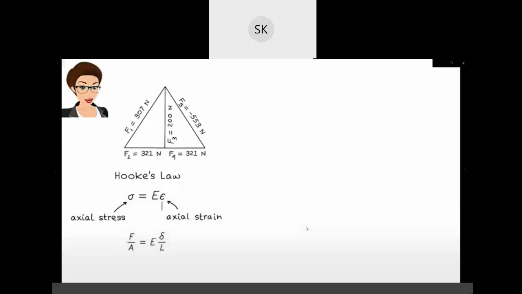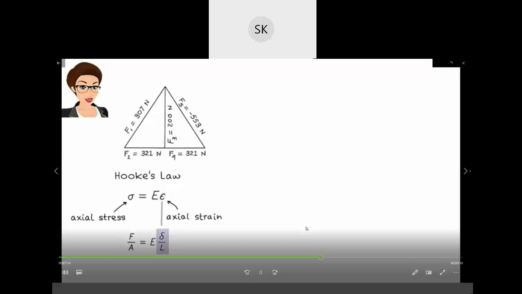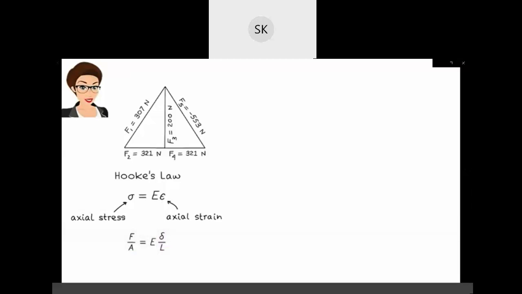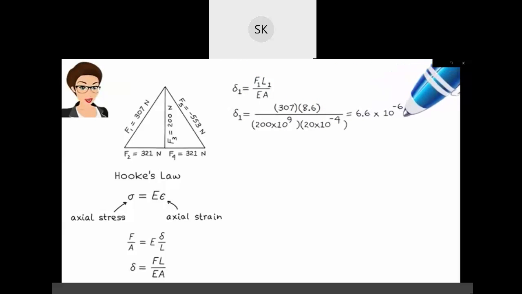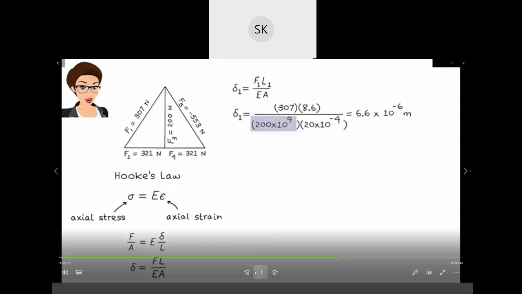Axial strain equals the member elongation divided by its length. Therefore, we can determine the axial elongation of each member using the equation FL over EA. For member 1, axial elongation can be written as delta 1 equals F1 L1 over EA. We calculated F1 to be 307 newtons. L1, the length of member 1, is 8.6 meters. E, the modulus of elasticity of steel, is 200 times 10 to the power.